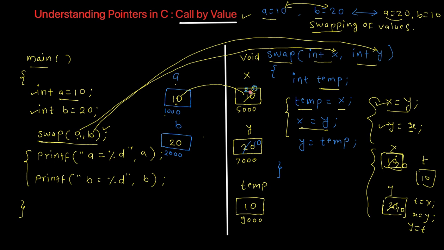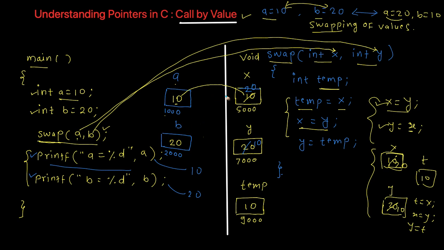Let me make it a little bit clearer. So this is 20 now, right? 20 and 10. So we swapped the values of x and y. But if you see what we did, we wanted to swap a and b, right? But a is still 10, b is still 20. After executing this, seeing this bracket, the program control will get back to main and will start executing this. And when I print this, the value of a will still be 10. This will print 10. This will print 20, because a and b are not changed. A and b are unchanged, right?